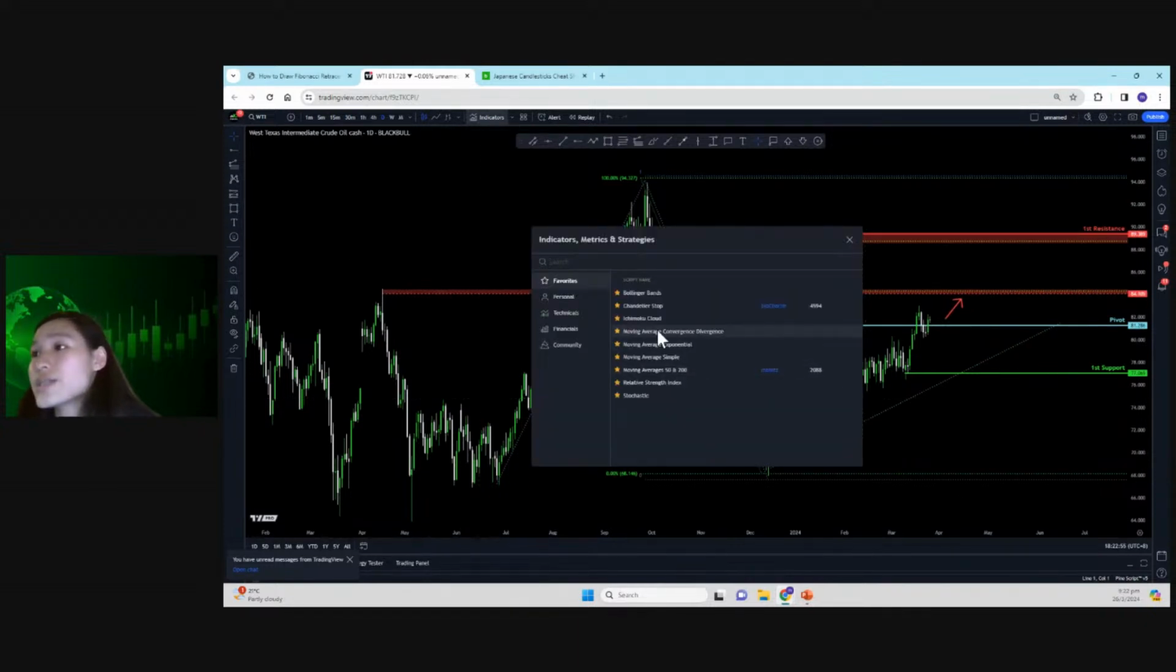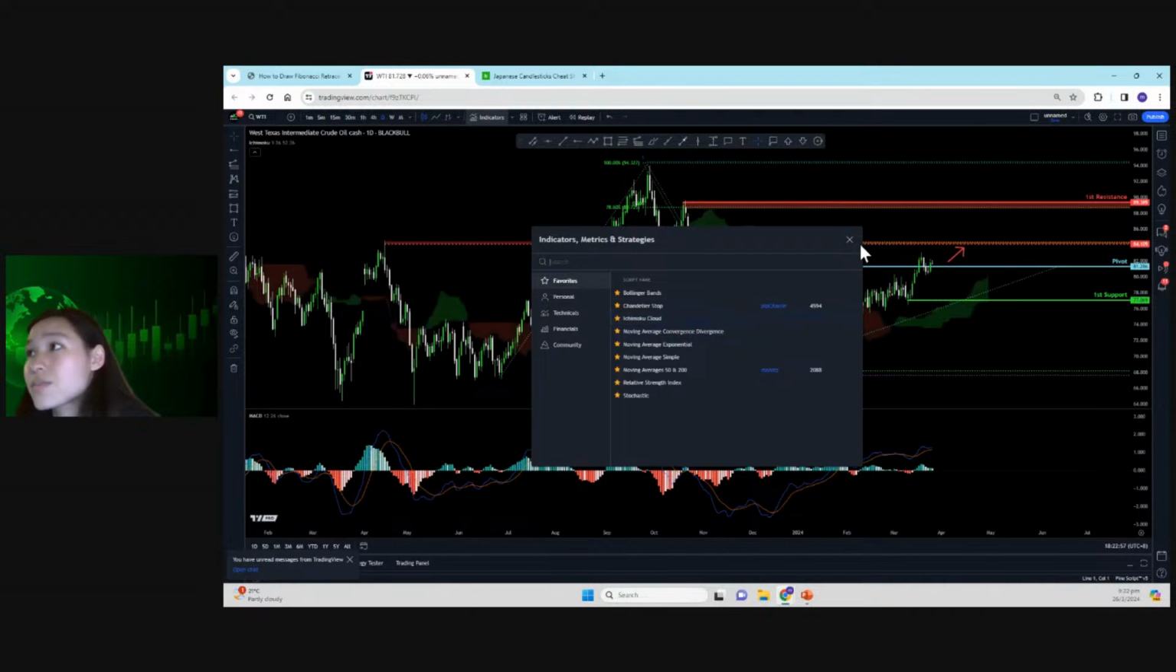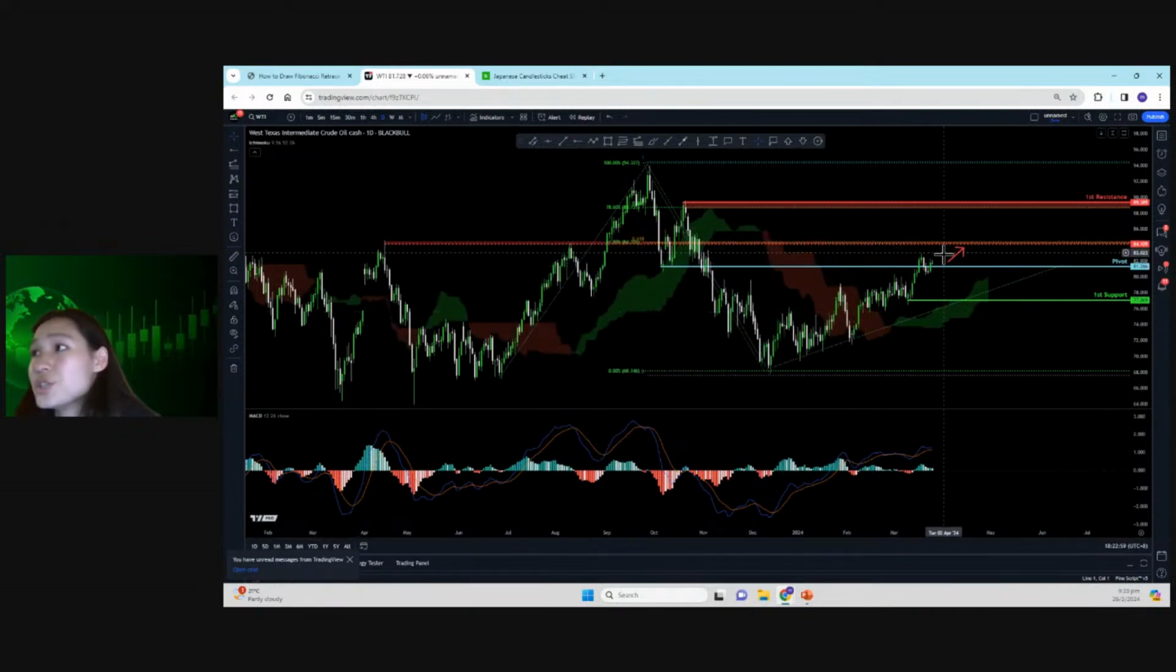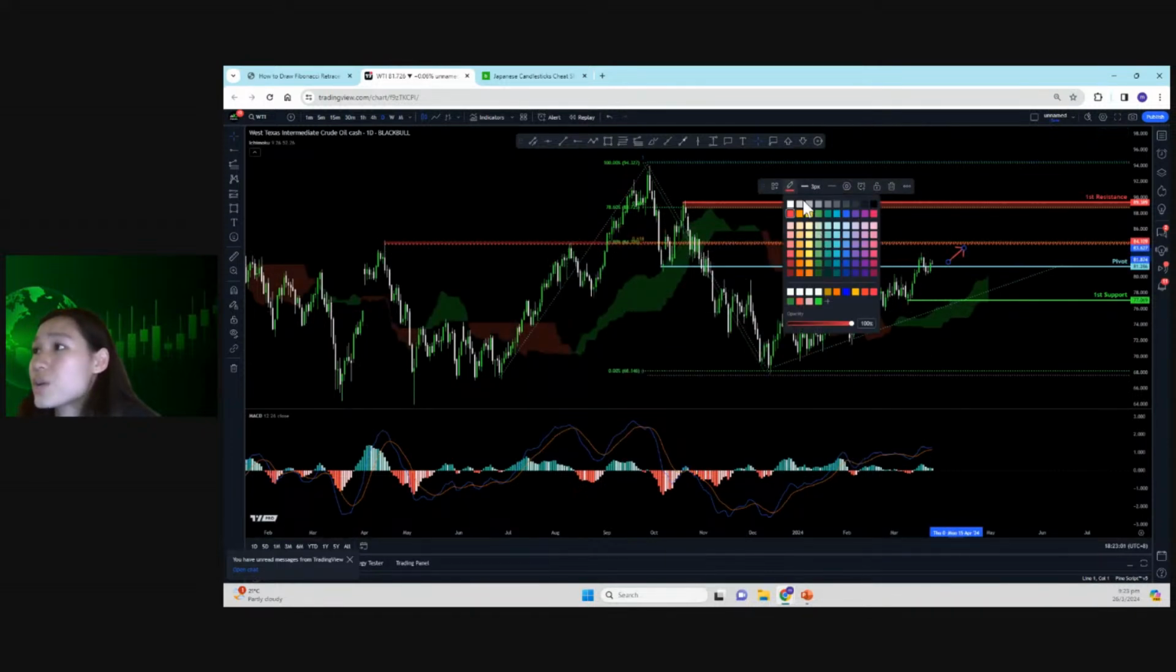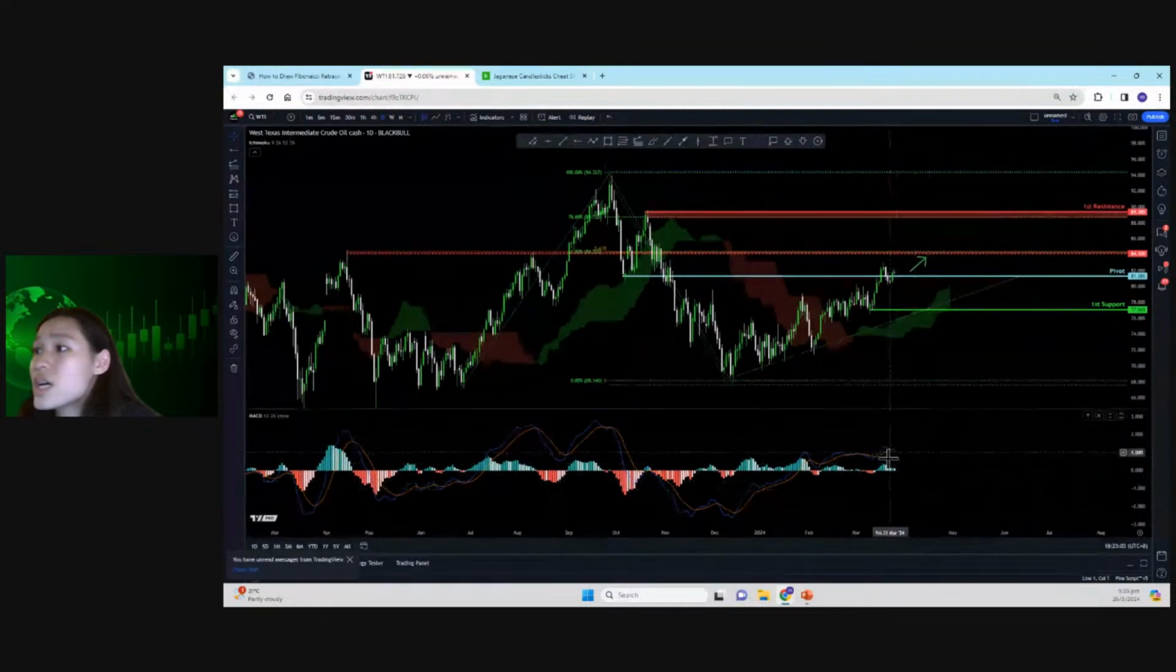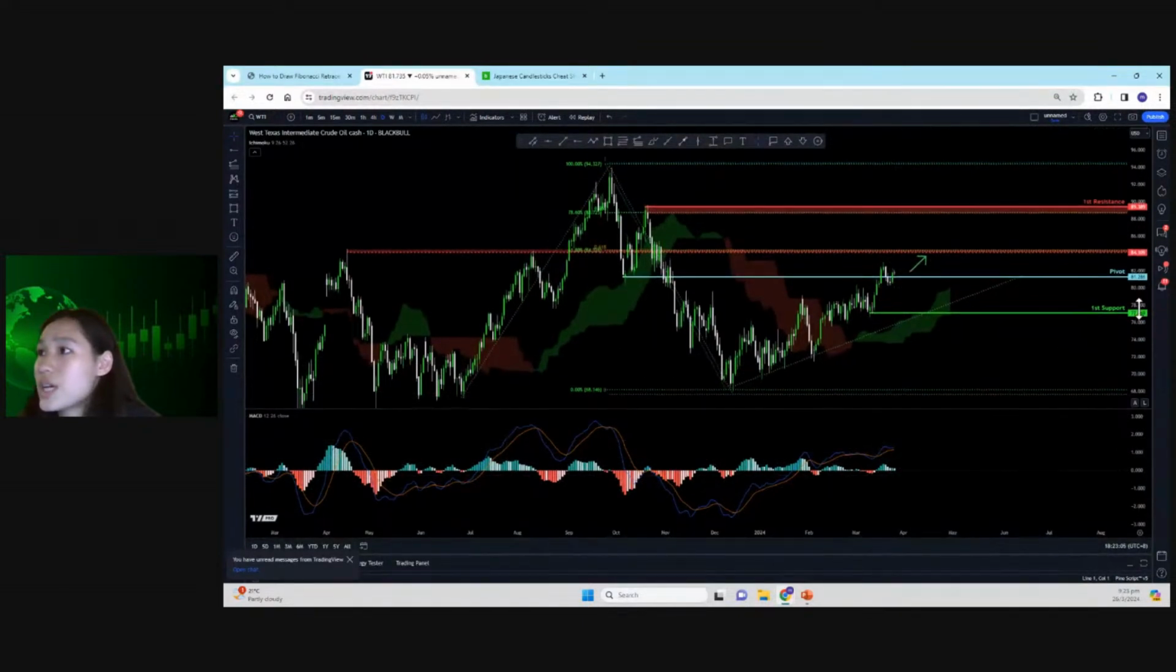Now taking a look at some indicators again, price is moving above the Ichimoku cloud, so it supports our bullish signal, and MACD is also giving us a bullish signal.